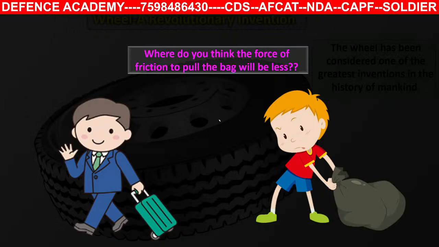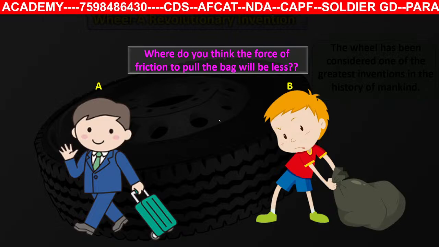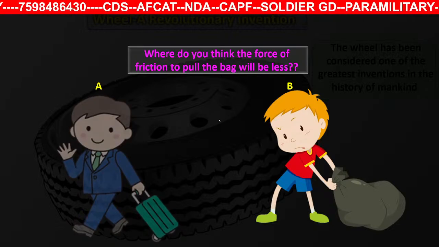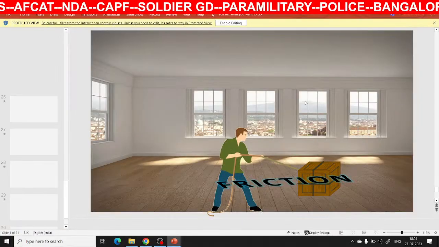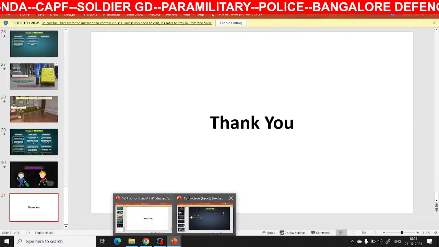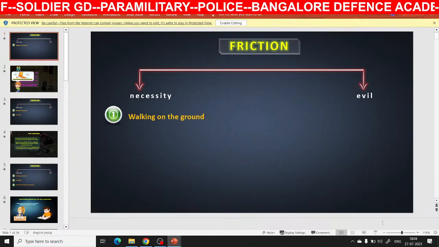This is easy. Why? Tell me. Because there is a wheel and there is rolling friction. Correct. So this A will be a little easy. He will find it a little easy to do the work. Okay. Now next, look at this.